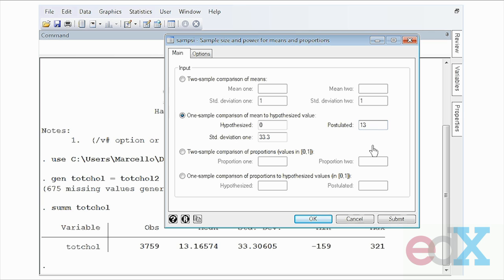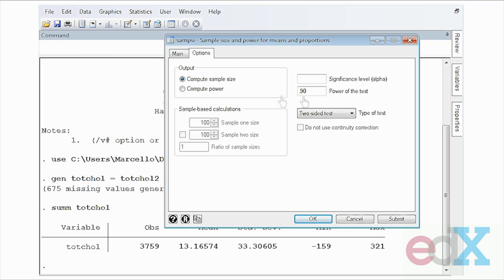All right? So what this is setting us up for is the following. If we want to test the hypothesis that the difference is 0, the one sample, what happens if in fact the difference is 13? Now we come with the options. All right, what alpha do we want? Let's put our friend 0.05 in for alpha, and now it suggests the power of the test to be 90%, and let's look at a two-sided test.